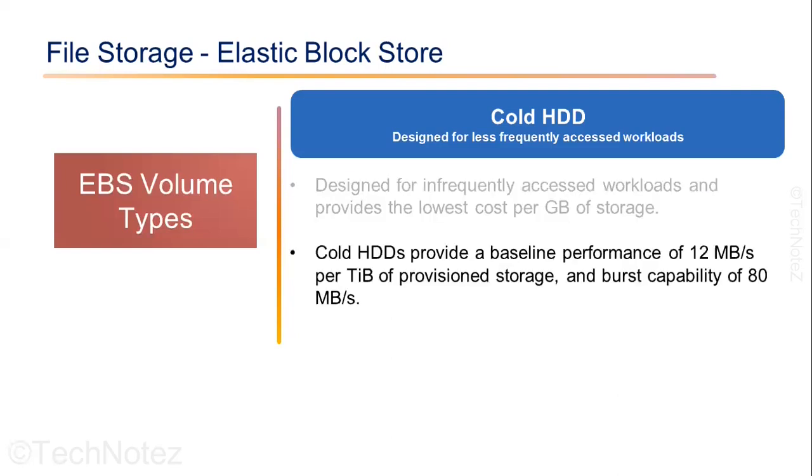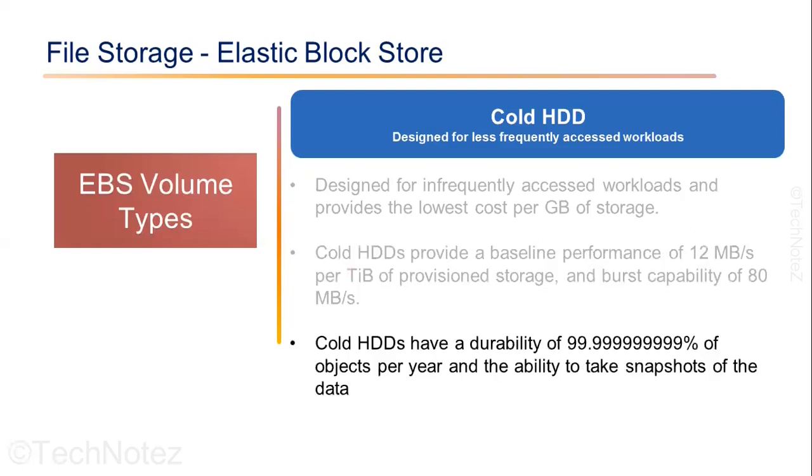Cold HDD provide a baseline performance of 12 megabytes per TB of provisioned storage. Cold HDD have a great durability per year and the ability to take a snapshot of the data. Cold HDD are less expensive than other storage volume types such as general purpose SSD, provisioned IOPS SSD, or throughput optimized HDD and magnetic storage. This storage type is a good option for users who need to store infrequently accessed data and want to minimize the storage cost.